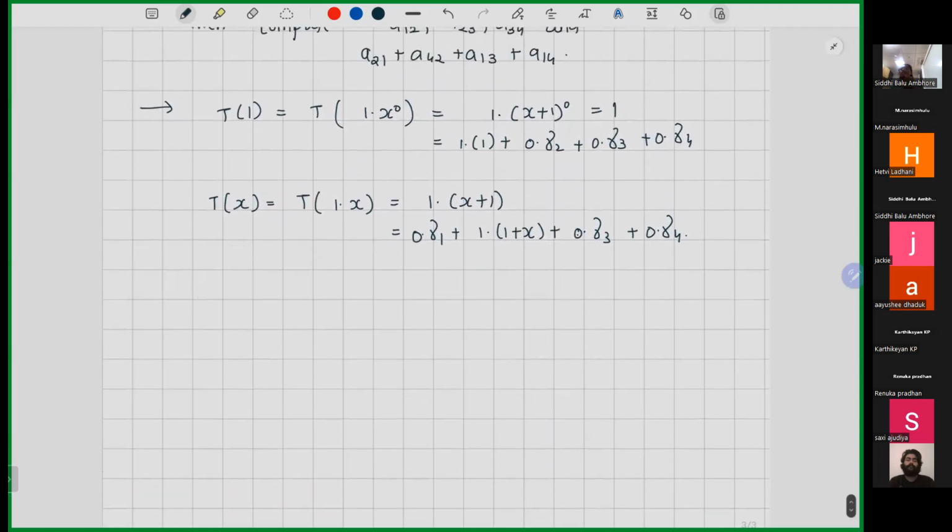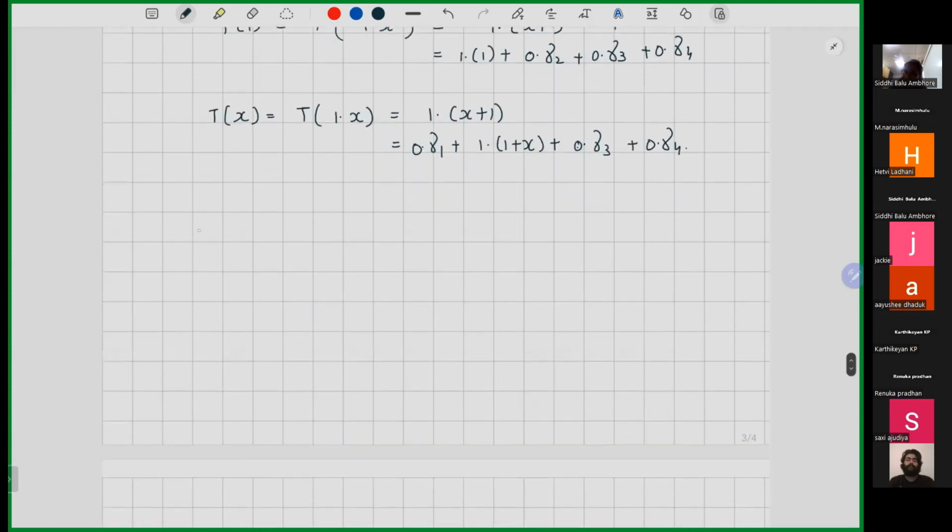So here we have a 3-degree polynomial. Let me write T of, if my polynomial looks like this, a naught plus a1 x plus a2 x square plus a3 x cube, then it goes to a naught plus a1 times x plus 1, plus a2 times x plus 1 square, plus a3 times x plus 1 cube. Okay, this is how my linear transformation is.